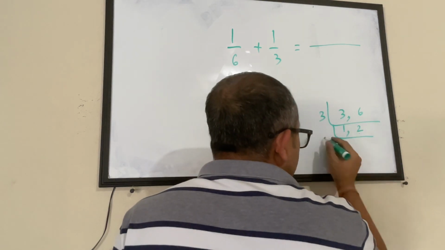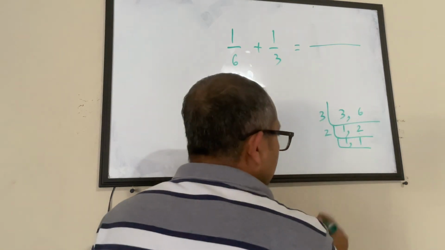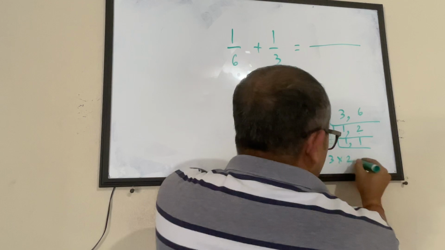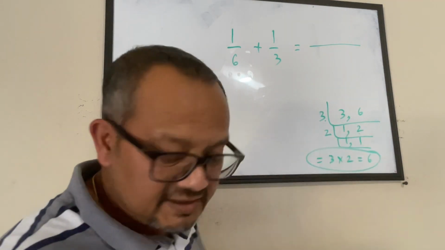Exclude 1. What is the next smallest number? 2. 1 remains 1, 2 ones are 2. Done. I have to stop here. I take this number and this number, multiply them. 3 into 2 becomes 6. So my LCM I got is 6. LCM for 3 and 6 is 6.